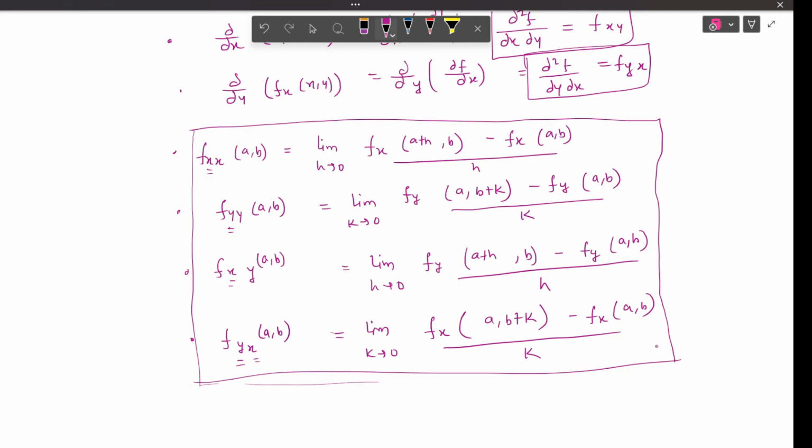If any of the above limits does not exist, we say the corresponding partial derivative does not exist. So each of them should exist. Now remember that fxy(a,b) may not be equal to fyx(a,b) for every function f of x, y. Now let us see one question to clearly understand this topic.